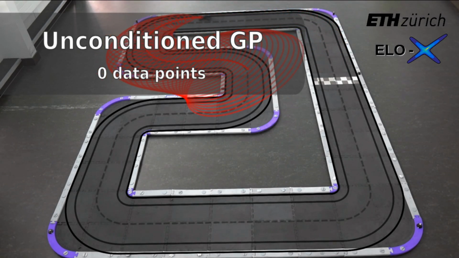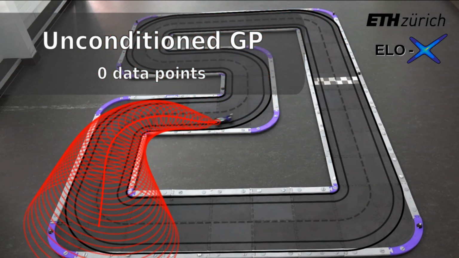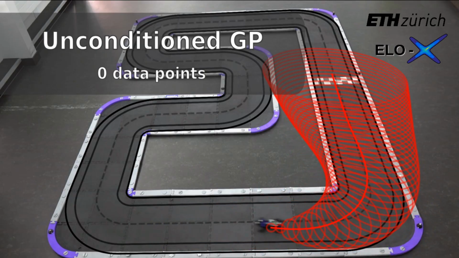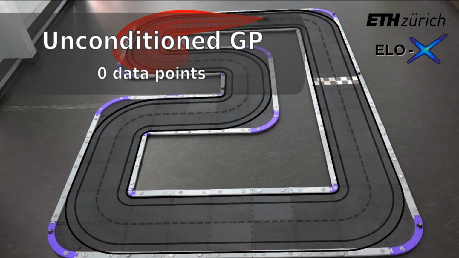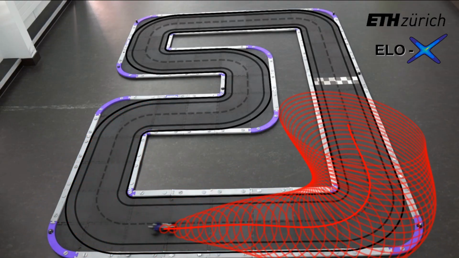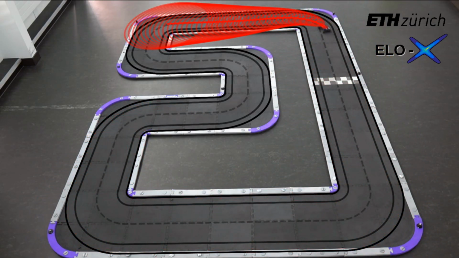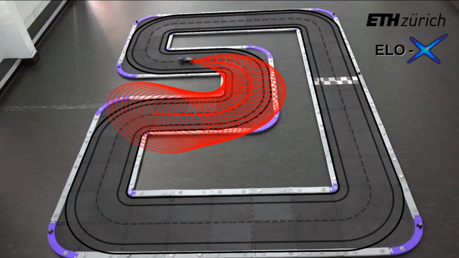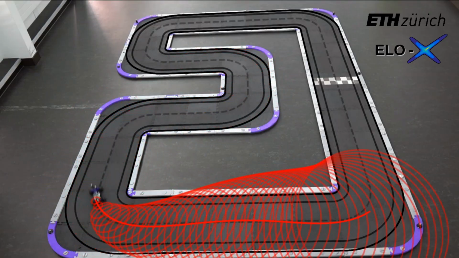Here you can see the GPMPC with the prior model, without any data. The red line shows the predicted state trajectory. The red ellipsoids show the corresponding probabilistic reachable set approximation. Due to the large open-loop uncertainty prediction, the car drives cautiously and close to the center line.